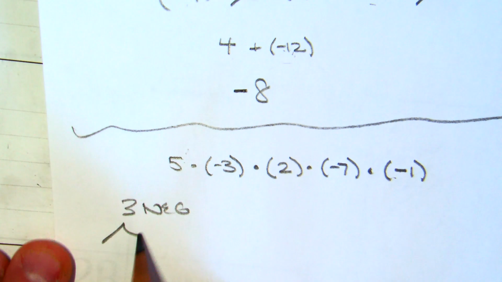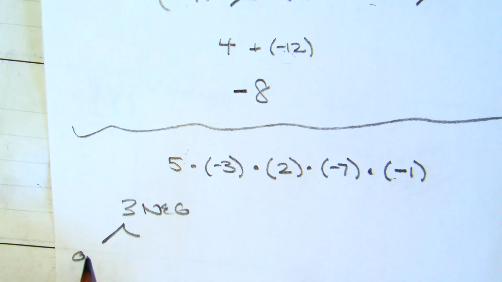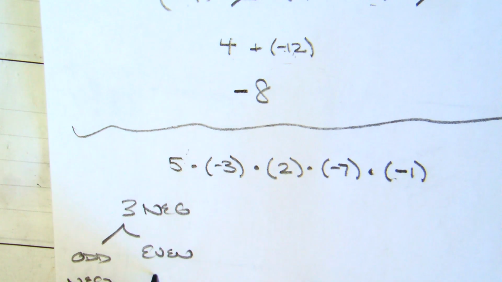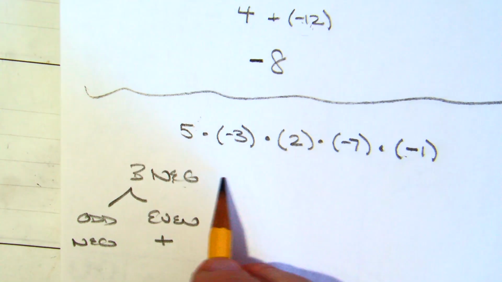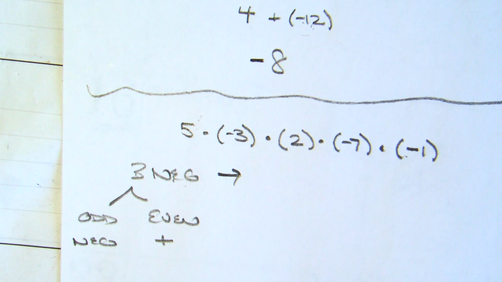Alright, when the number of negatives is odd, your final answer is negative. When the number of negatives is even, your final answer is positive. Now you don't have to worry about all your signs, all you're doing is counting up. Since 3 is odd, it's a negative number, and now you just have to worry about the numbers.